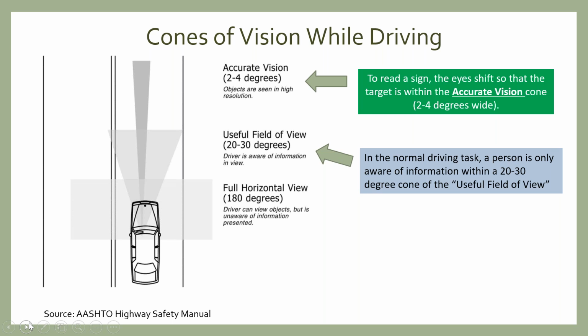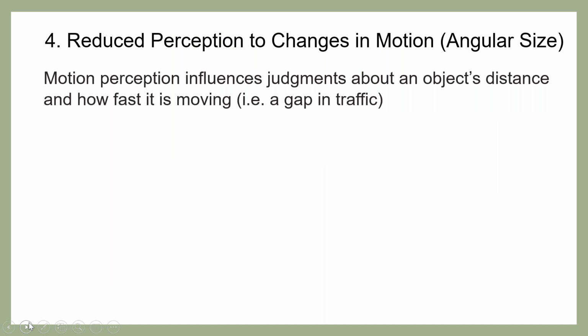So when we think about our signs, yes, we need them to be in the useful field of view, but for the driver to actually read the sign, they will have to shift their focal attention to a very narrow degree, and that can also influence what is being seen in the useful field of view. So all of this is very important, but sadly, it's also something that diminishes naturally as we age.